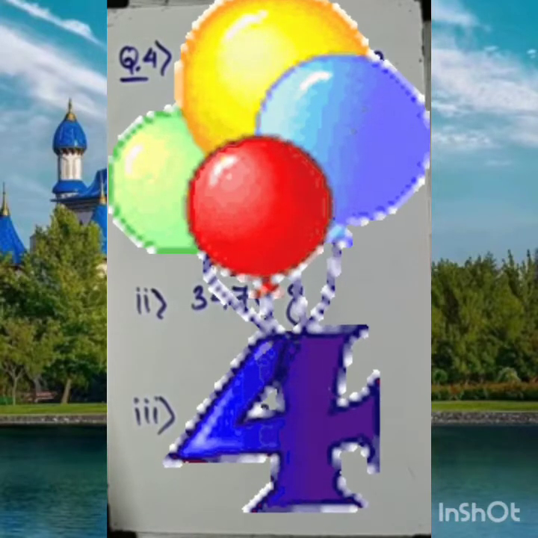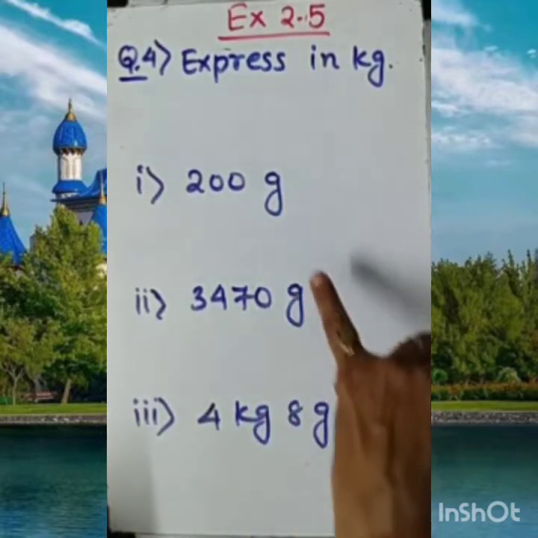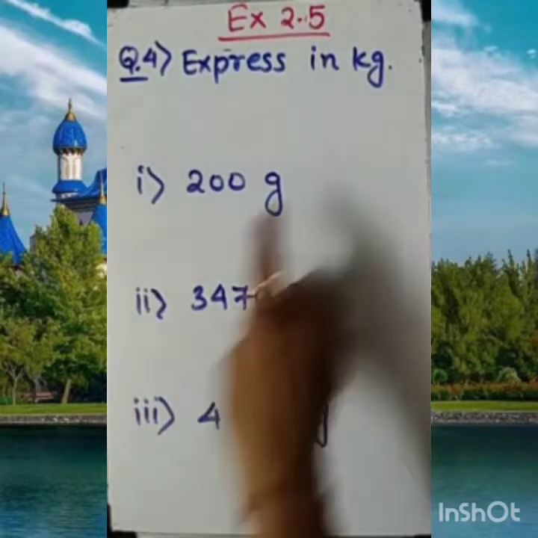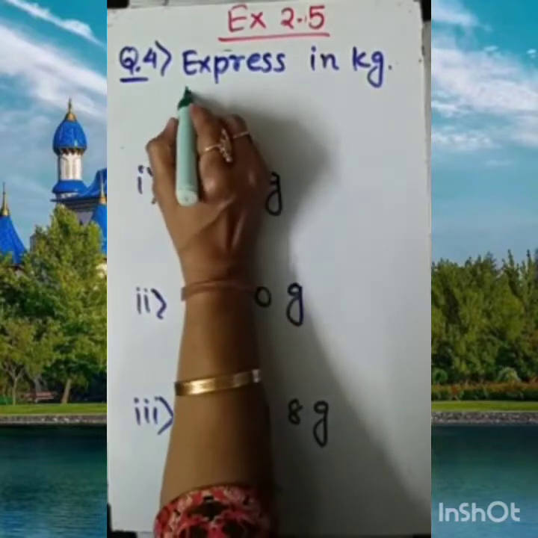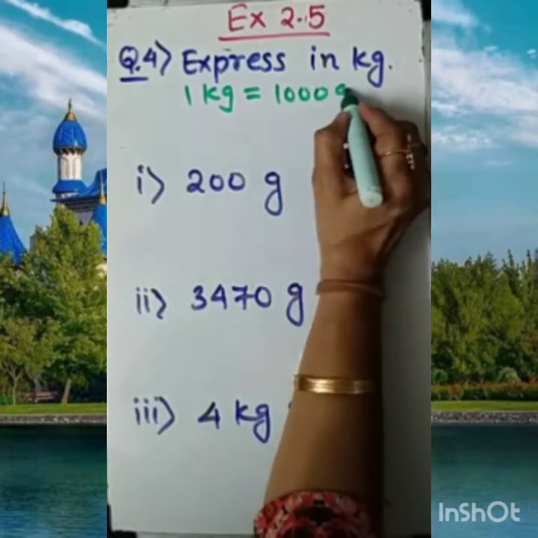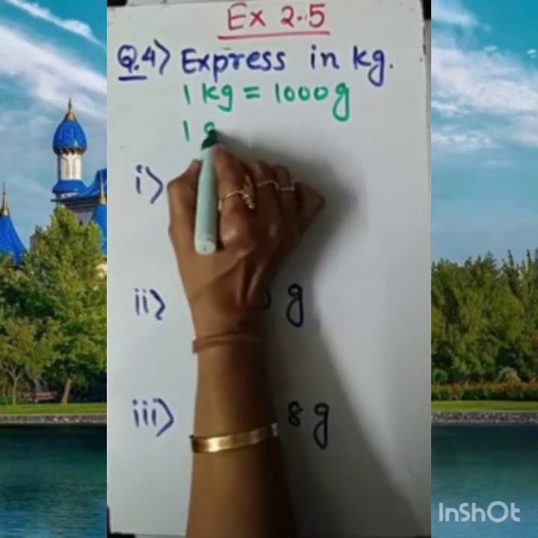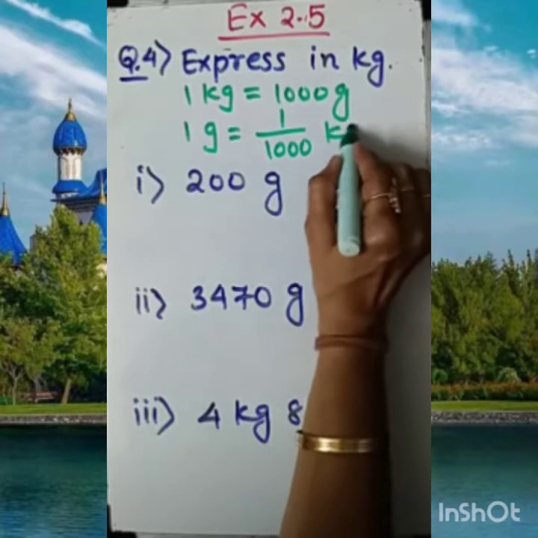The question is express in kilogram. Now the unit which we are given here, three sums we are given, it is given in the gram, and this is kilogram and gram. We need to convert it into bigger unit, dear student. So we must have the idea about this thing. As we know that 1 kilogram equal to 1000 gram. And if I apply the reverse procedure, then I need to say 1 gram equal to 1 upon 1000 kilogram. Please keep this in a mind.